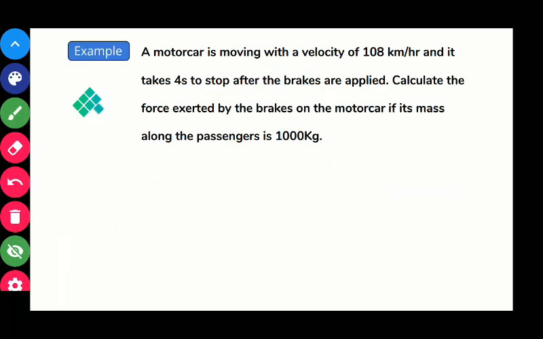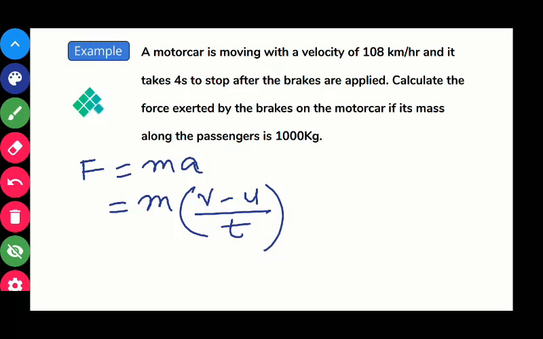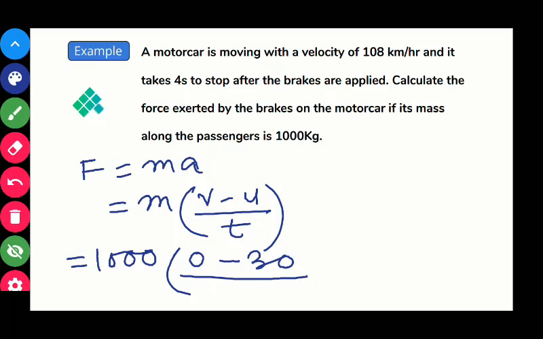Now in the mathematical expression of Newton's second law, we know that force equals mass into acceleration. Now if acceleration is broken down, it should be v minus u by t, the change in velocity with respect to time, which equals acceleration. Now the mass is 1000 kg. The final velocity is 0. It's my mistake. Final velocity is 0. Initial velocity is 30 meter per second and the time is 4 seconds, right?